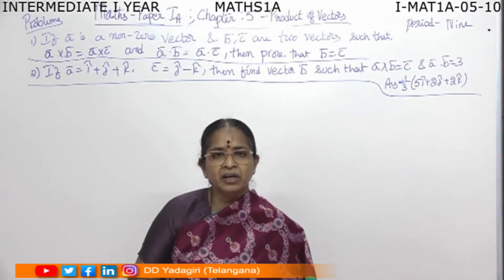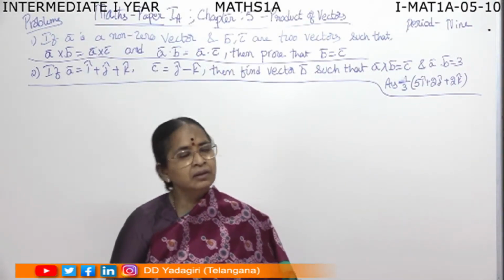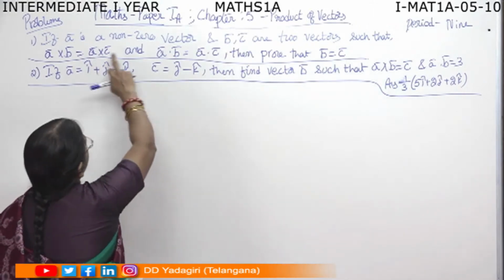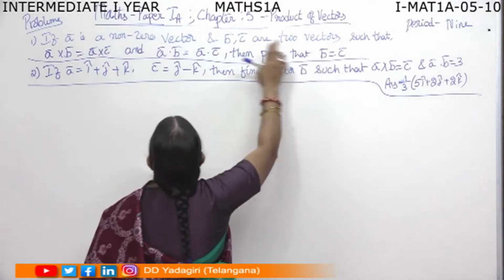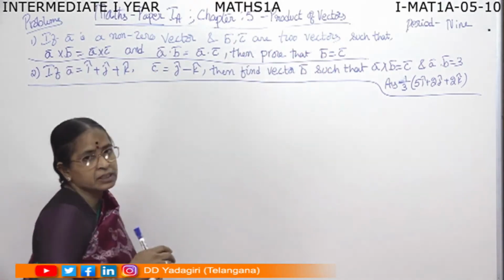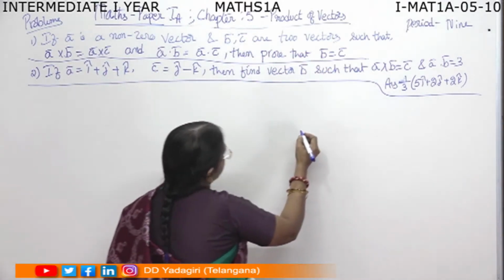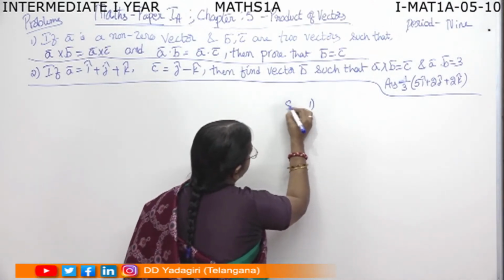Good morning, children. We'll continue with the problems. Now, you are given A is a non-zero vector and B, C are two vectors such that A cross B is equal to A cross C. So, for the first problem, we are writing the solution.